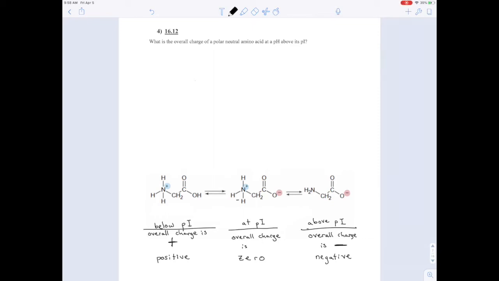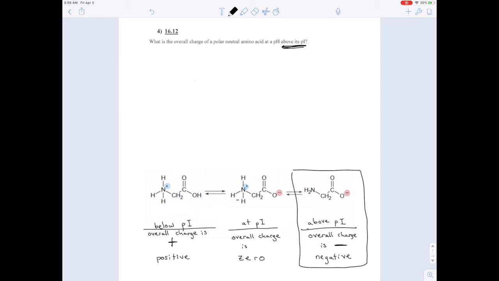Chapter 16, question 4 asks, what is the overall charge of a polar neutral amino acid at a pH above its pI? Above its pI, that's the key word here. In chapter 16, question 3, we talked about what pI was and how the overall charge changed when you went to a pH below the pI and a pH above the pI. And we can see from that discussion that above the pI, the overall charge is negative.